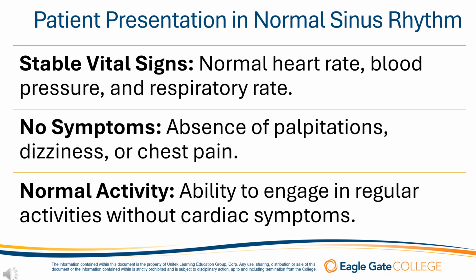A normal respiratory rate would be 12 to 20 breaths per minute. This would indicate adequate oxygenation and respiratory function. We want to make sure the respiratory rate is in sync with the cardiac function to support overall physiological balance.